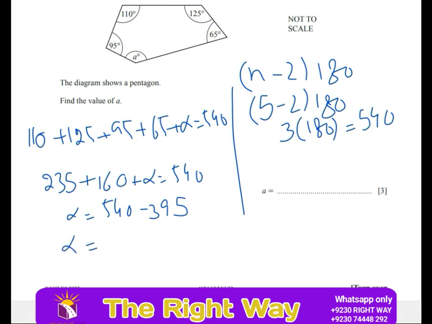Alpha will be equal to 5, 1 carry from this, 10 minus 5 is 5, 1 carry, 13, 13 minus 9 will be equal to 4, and 4 minus 3 will be 1. So your alpha will be 145.